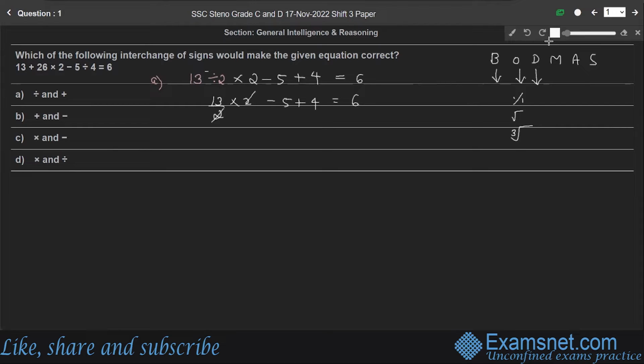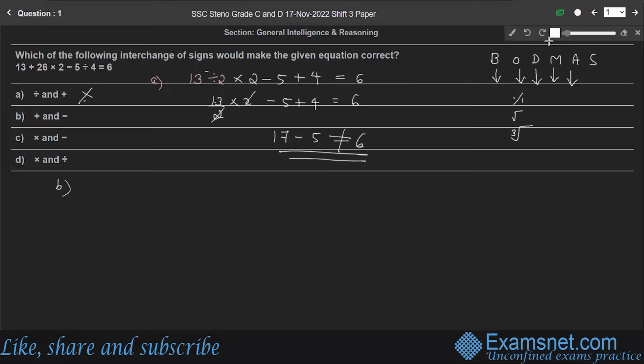So according to the BODMAS rule, after division multiplication comes, that part is over. Next comes addition. So we'll add 13 and 4, you'll get 17. Minus 5 is not equal to 6. So LHS is not equal to RHS. Therefore, if we interchange division and addition signs, the given equation doesn't become correct.